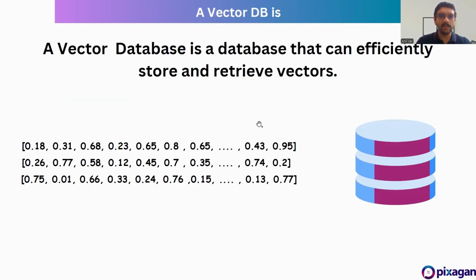So, what is a vector database? Simply put, a vector database is a database designed to very quickly and efficiently store and retrieve vectors, where what you see here, this collection of numbers, is an example of a vector. So this is one vector, this would be another vector, this is another vector, and so on. A vector database is designed to efficiently store and retrieve these.